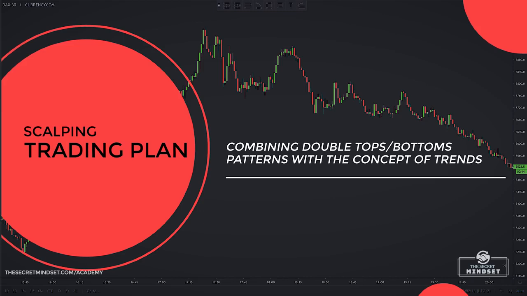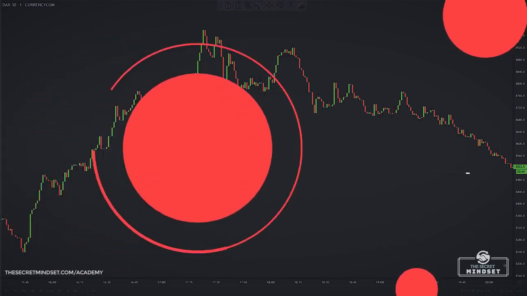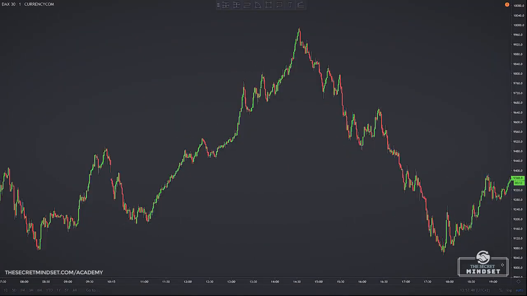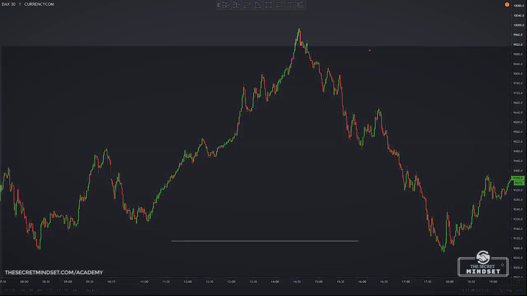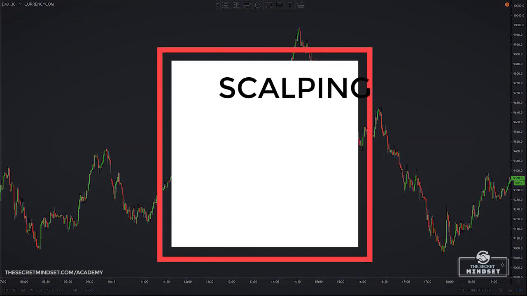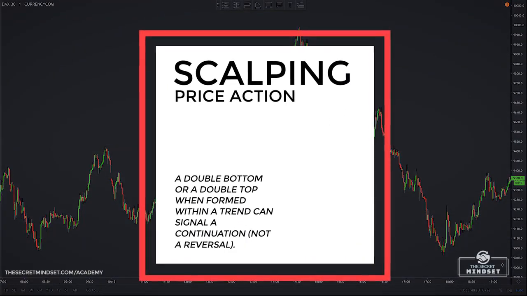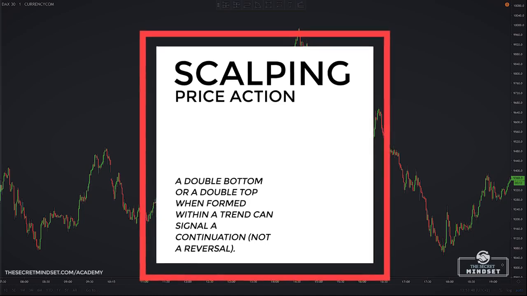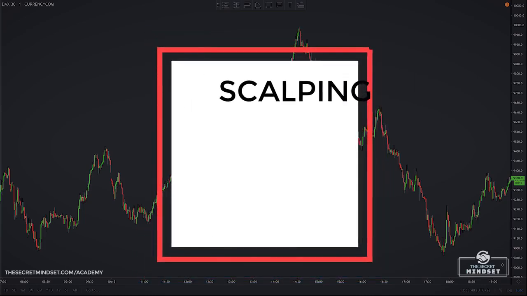Now that we have an understanding of the double top and double bottom patterns, let's see how we can apply this to scalping. Most trading books teach you to trade double tops and bottoms as reversal patterns. I prefer to do the opposite. I trade them as continuation patterns. A double bottom or a double top, when formed within a trend, can signal a continuation.